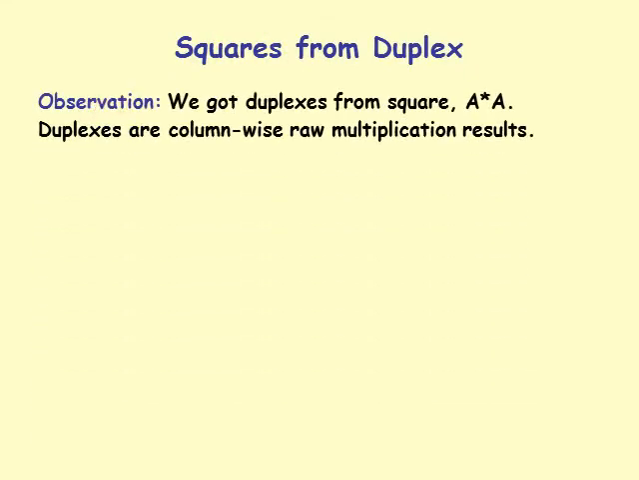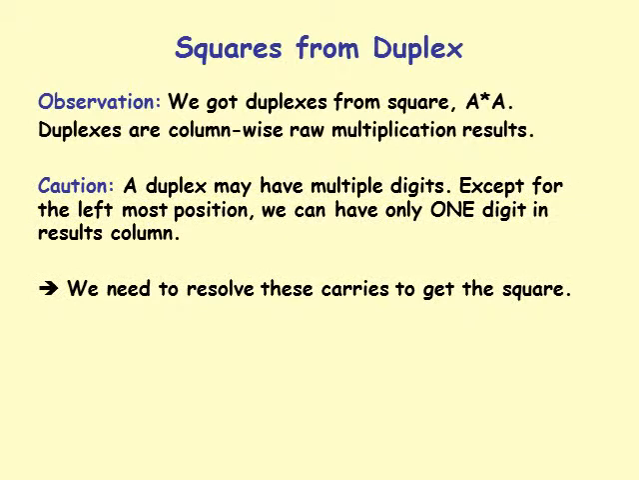Let's try to find squares. We already did duplexes, and we were trying to do squares. Let's see how we make squares from a duplex. Let's continue here. Observation: we got duplexes from the square. When we did the table a few slides before, we were trying to do a times a, and we got the duplexes. Duplexes are column-wise raw multiplication results. Okay, we have to resolve the carries. Caution: a duplex may have multiple digits, except for the leftmost position.